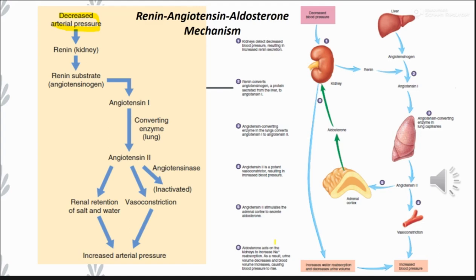So, this angiotensin 2 will cause vasoconstriction in the arterioles and to some degree in the veins. So, as a result, again, peripheral resistance and venous return to the heart increase. So, our arterial pressure will increase. Not only that, your angiotensin 2, as you can see here, will stimulate your adrenal cortex to produce aldosterone. So aldosterone, what does it do? It acts on our kidneys to increase the reabsorption of sodium and chloride. So it doesn't let the sodium and chloride out.